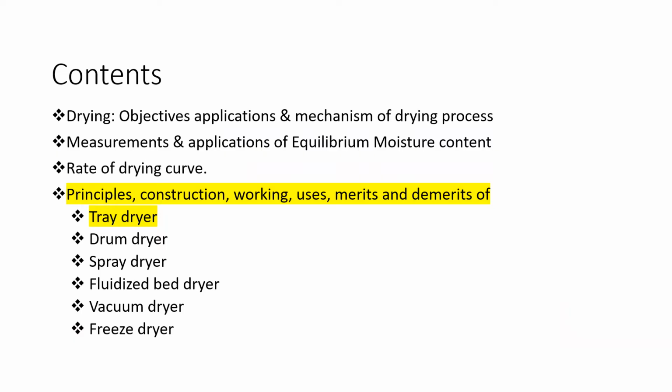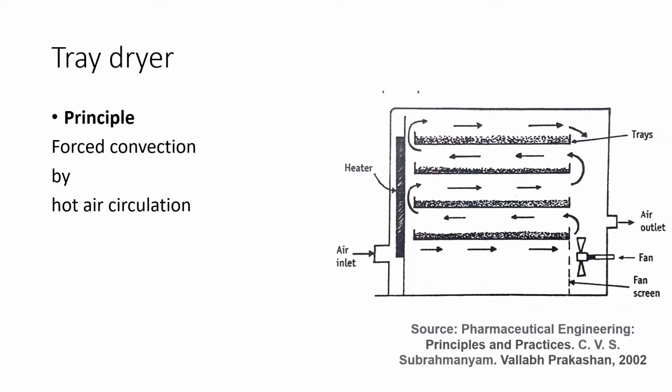So in the whole content, this is the first equipment that we are going to discuss. The basic principle of tray dryer is forced convection based, and the hot air is actually being circulated. So once it comes in contact with the material which is to be dried, the moisture will evaporate after coming in contact with the hot air.